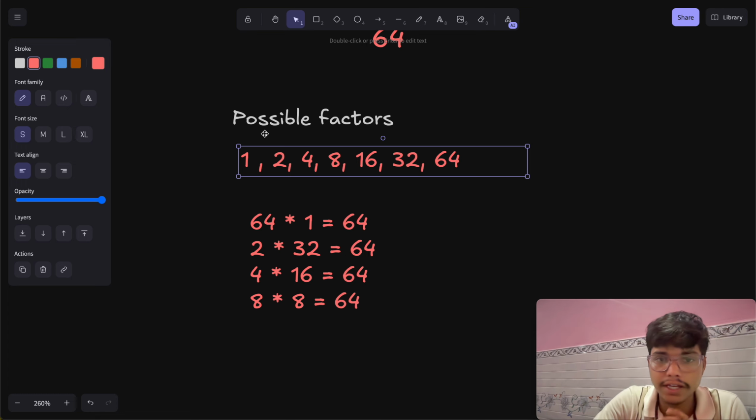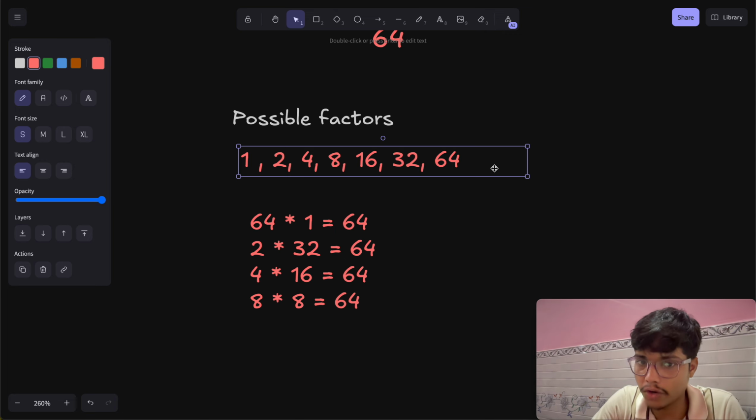So let's say we have checked from 1 to 8: whether 1 is a prime number or not, 2, 4, 8. We have checked till 8. Do we need to check numbers larger than 8, like 16, 32, 64? No. Why? Because we have already checked the pairs of all the possible factors which are larger than the square root.